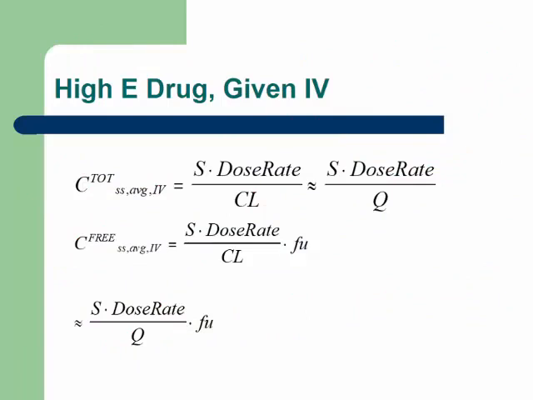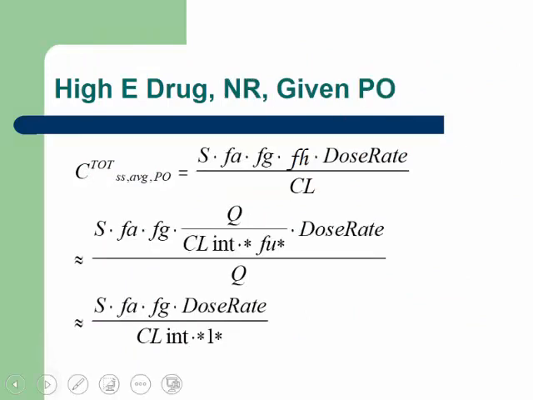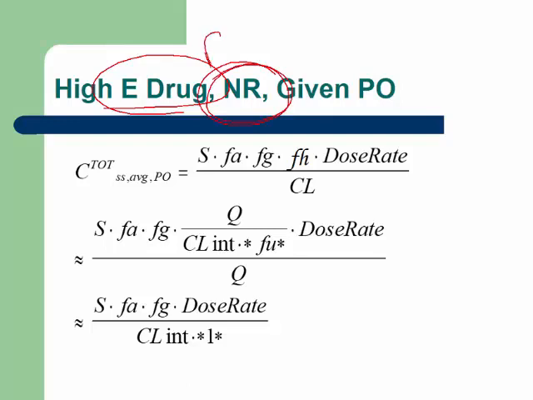Okay, so here, this was IV. And now we're going to do PO, and we're going to expect a difference because of route dependence. So here is a high extraction drug that's non-restrictively cleared. That means the protein does not protect. So all drug is fair game, and it's given PO. This is going to be the toughest thing we do in class, I think.